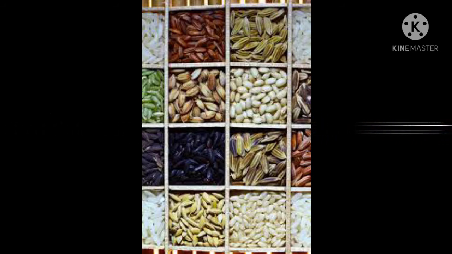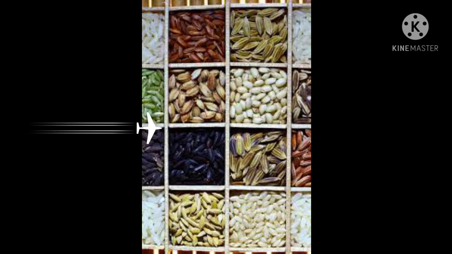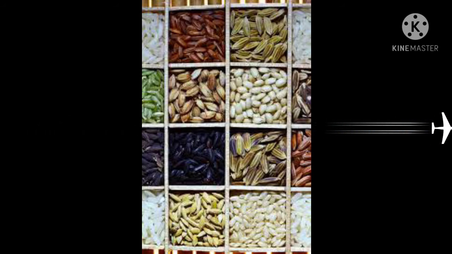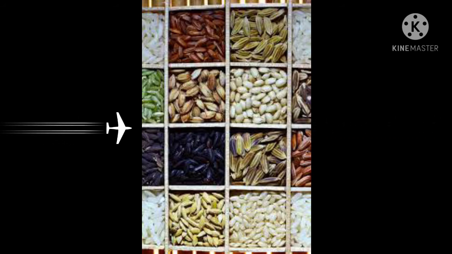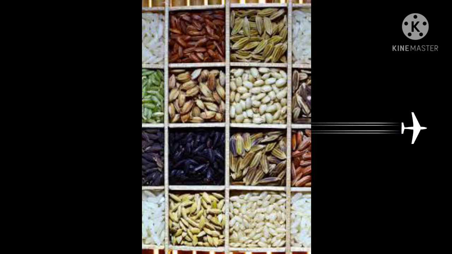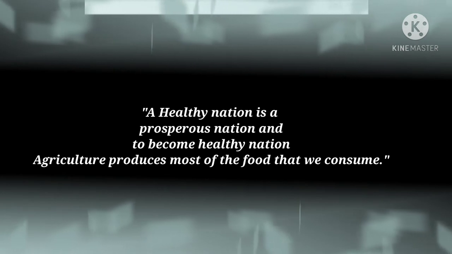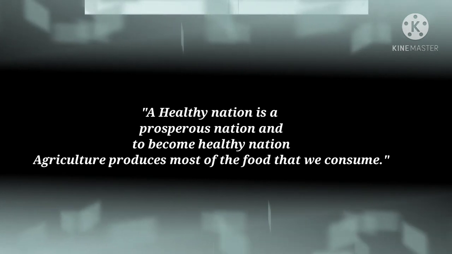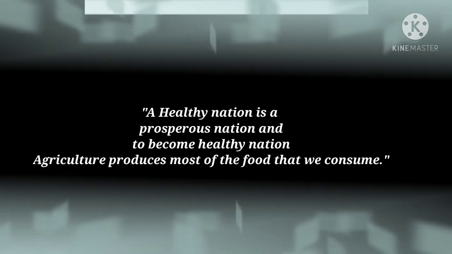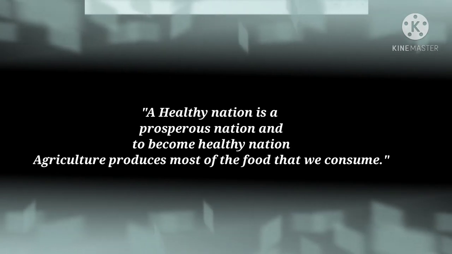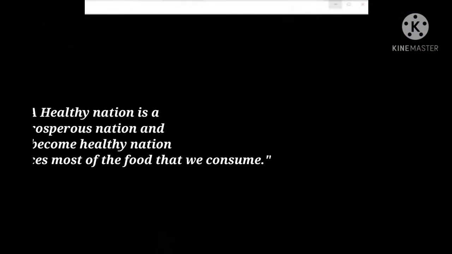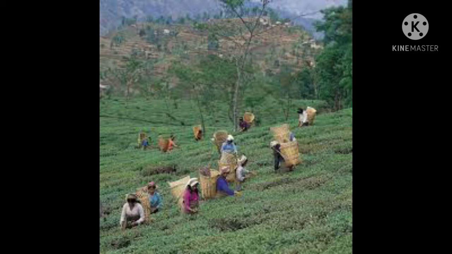So just imagine how important agriculture is to the country, to the individual, to family development. There is also a saying that a healthy nation is a prosperous nation, and to become a healthy nation, agriculture produces most of the food that we consume. So till now you have got a brief idea regarding the importance of agriculture. Let us move ahead and get to know more in depth about agriculture.